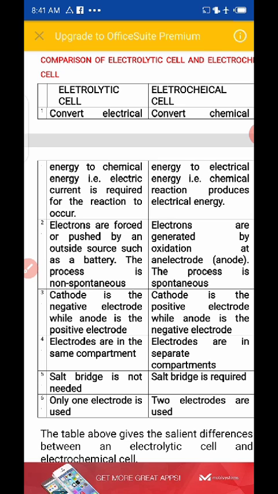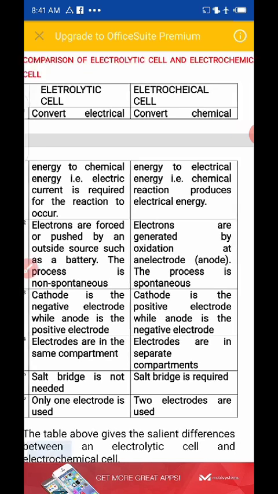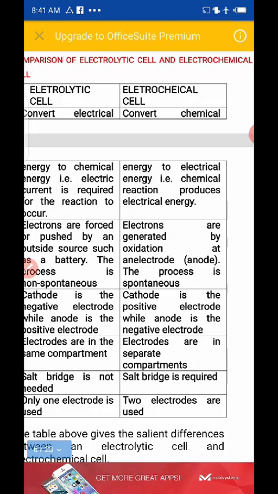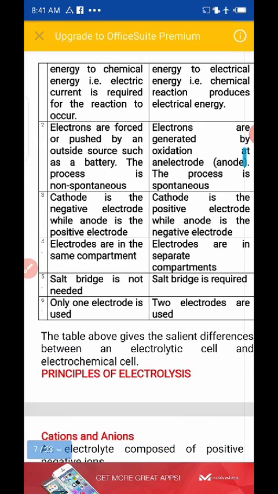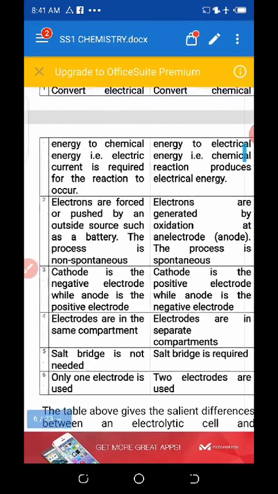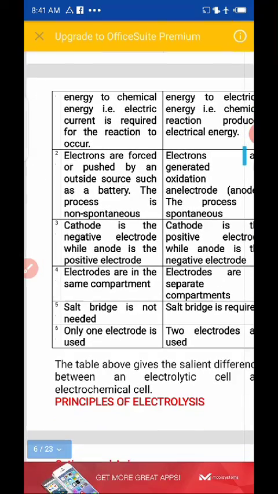An electrolytic cell is a cell that is powered by electricity. So power is supplied by a source, such as a battery, and this process is non-spontaneous. Under the electrochemical cell, electrons are generated by oxidation at an electrode. The process is spontaneous.